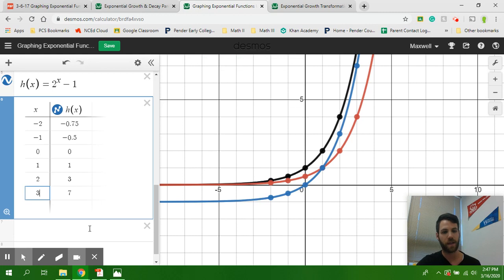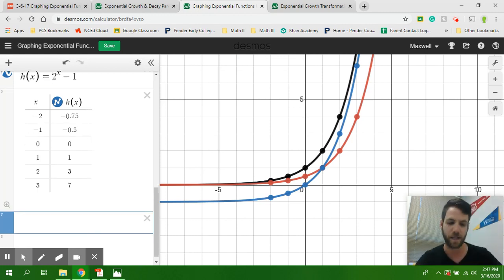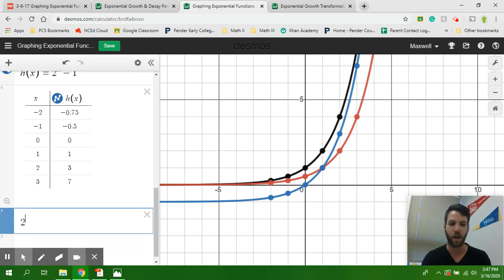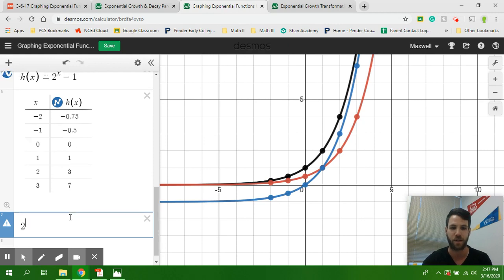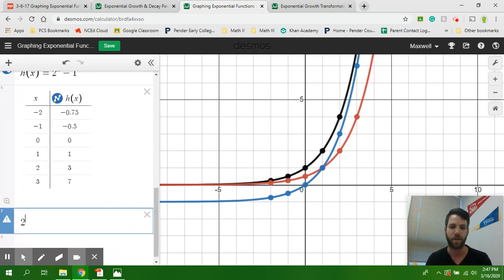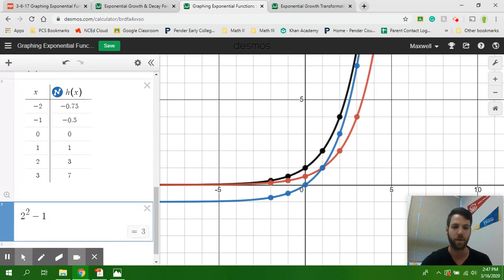One other thing to help you to find these answers is by simply using your calculator to figure out where your graph is going to be at certain x values. If I wanted to find that out, I would do 2 to the power of 2 minus 1. And I can see that my answer is 3, just like it is in the table. So graphing using tables will be the main thing you guys will be doing, whether you're using Desmos or whether you're using your graphing calculators here in class.